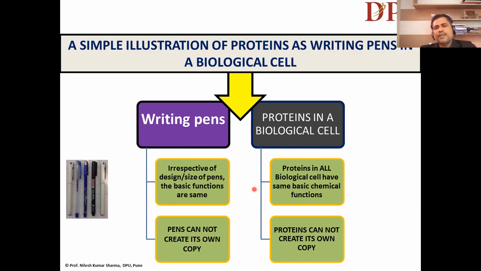One very important thing we have to consider here: if you look at all of these, this is one type of pen, and this is another type. Irrespective of the different color, size, composition, etc., the majority of the function is to write. Similarly, in our biological cell system, proteins may be of different chemistry, different composition of amino acids, but the basic functions are the same.